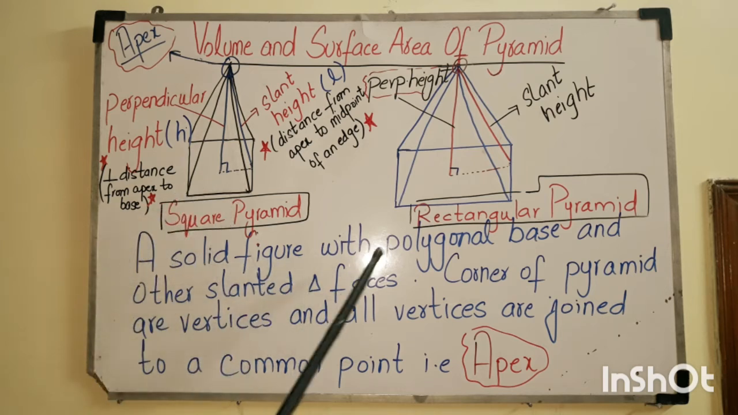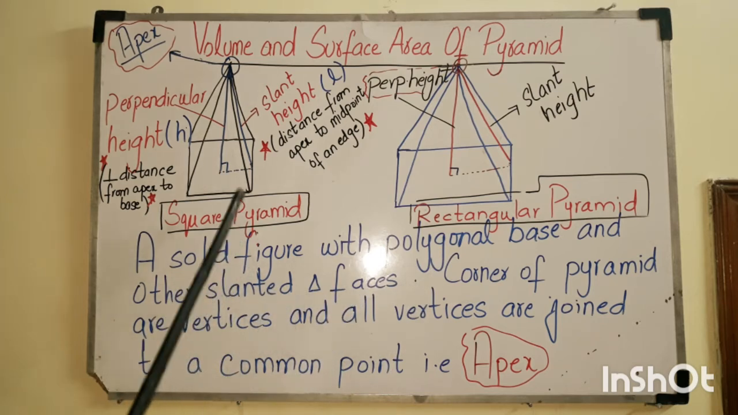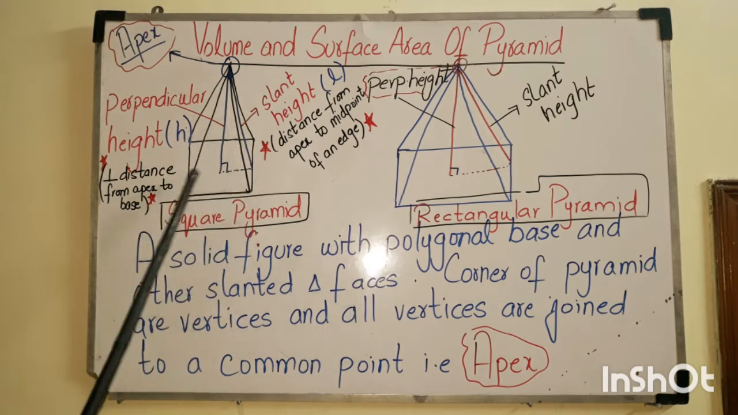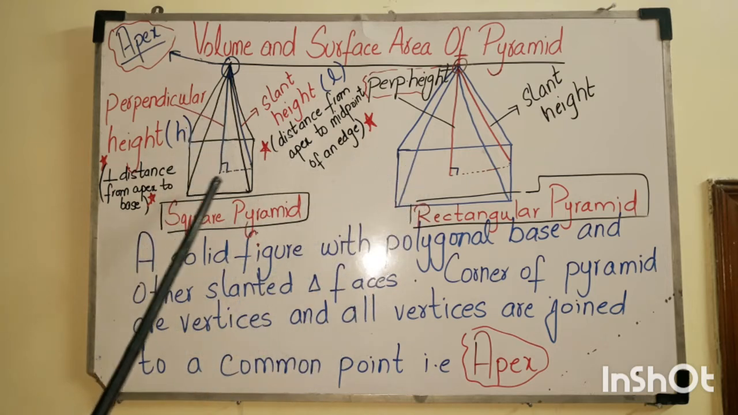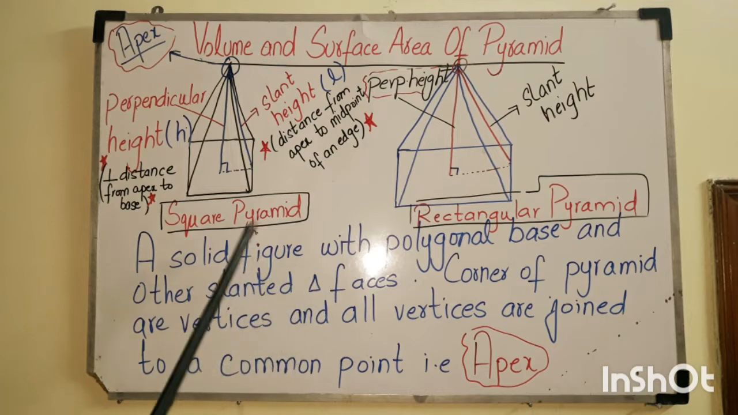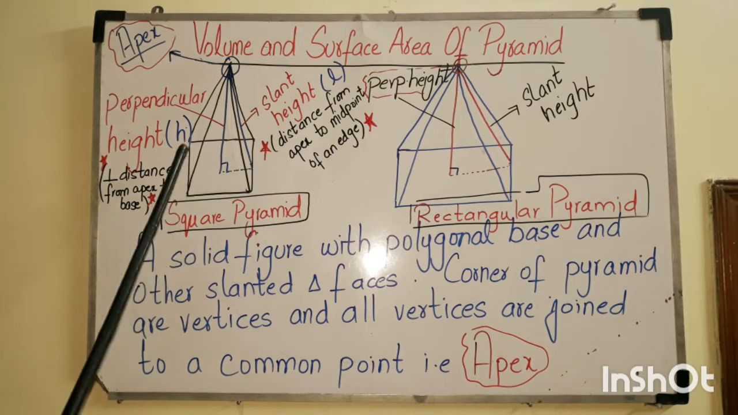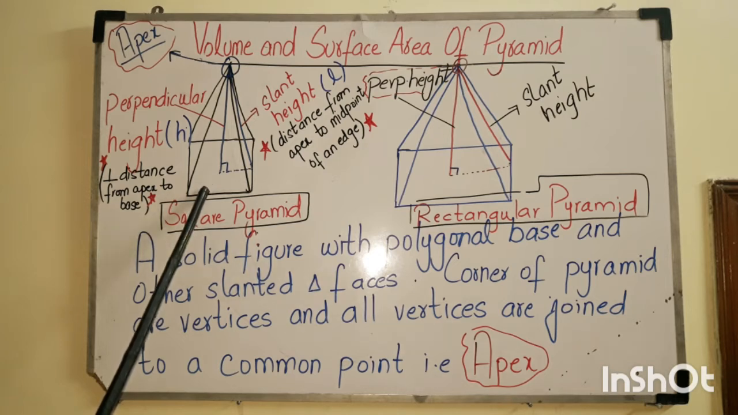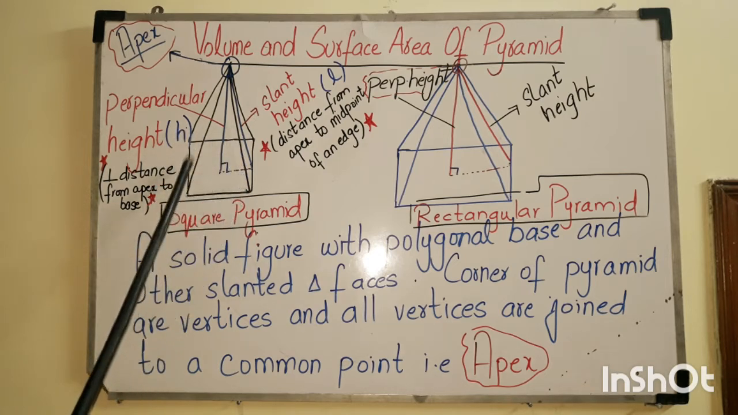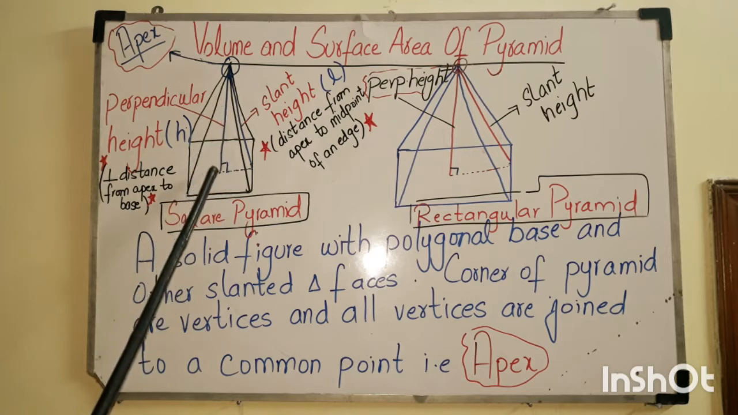So the solid figure with polygonal base and other slanted triangular faces is called pyramid. Any solid figure having a polygonal base means it can have a base of any sort of polygon, like triangular base, square base, rectangular base, but all the other faces will be slanted triangles. Slanted triangular faces are common in all the types of pyramid we have, but the difference is that we will have different polygonal bases in different pyramids. For example, the first figure I have made is a square pyramid because the base here is a square one, but all the rest of the faces are triangular.